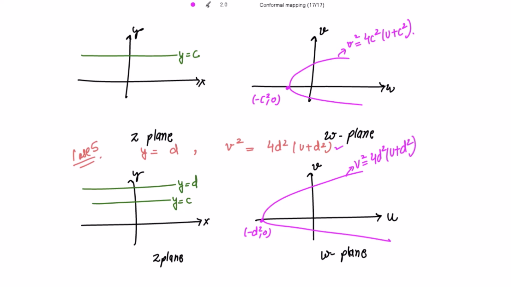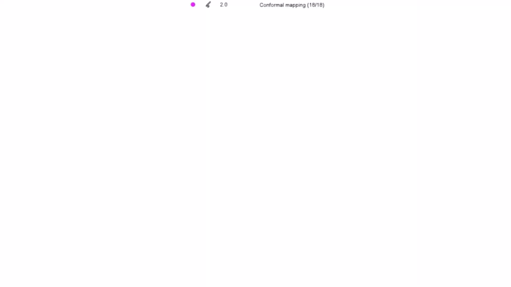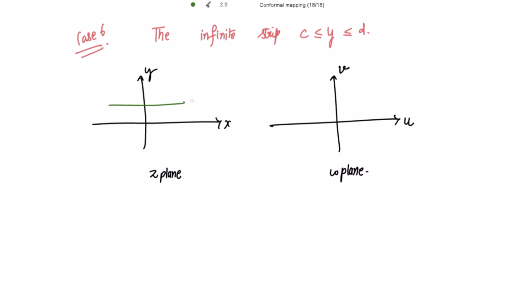And now case 6 becomes the combined case of these two lines that are parallel to the x-axis, that is y equal to c and y equal to d. So we are getting the infinite strip that is parallel to the x-axis. For the sixth case, the infinite strip y greater than equal to c and less than equal to d. So this is y equal to c, and this is y equal to d, and this is your infinite strip that is parallel to the x-axis.